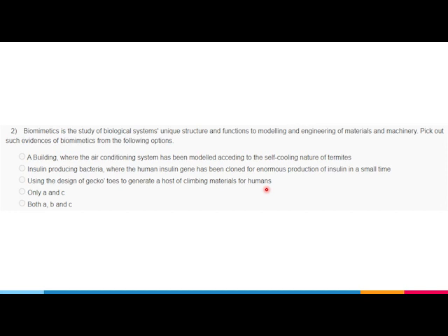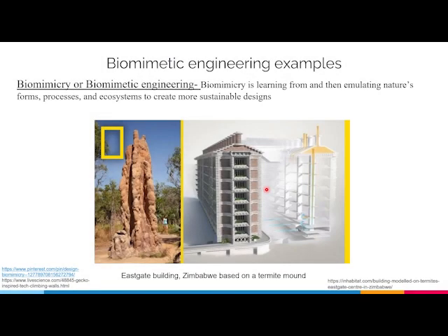Okay, so we will go on and look at the solution slides itself. So what exactly is biomimicry or biomimetic engineering? Okay, Niranjana changes her answer to D. Okay, so biomimicry is learning from and then emulating nature's forms, processes, and ecosystems to create more sustainable designs.